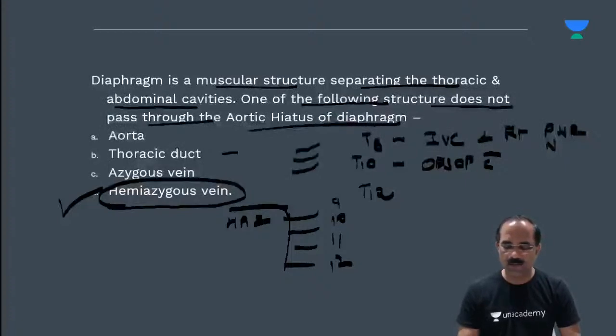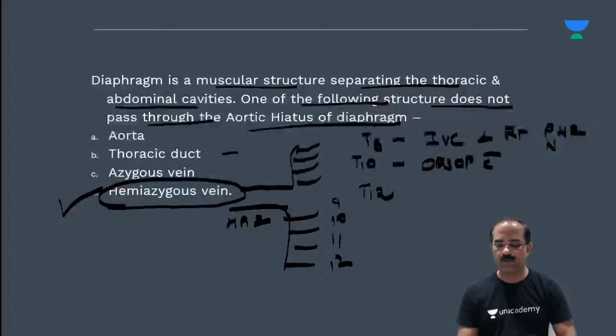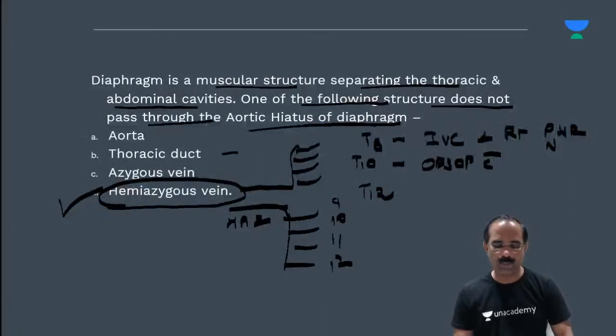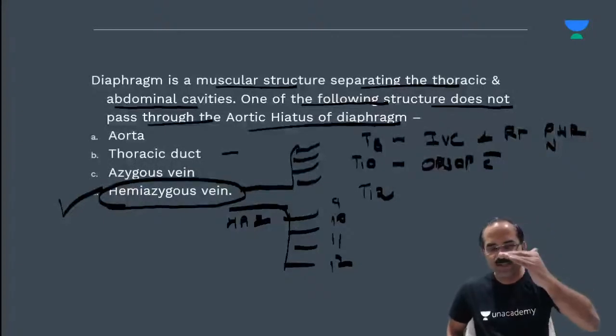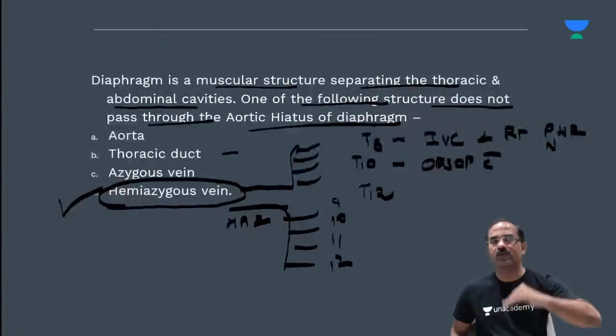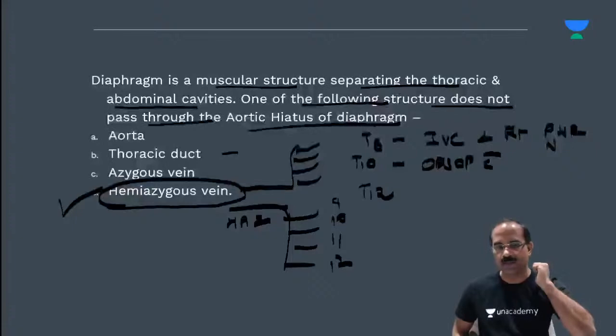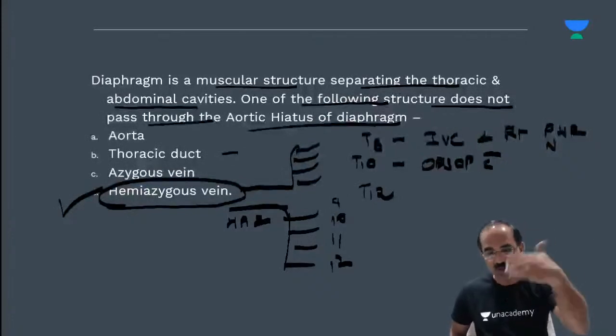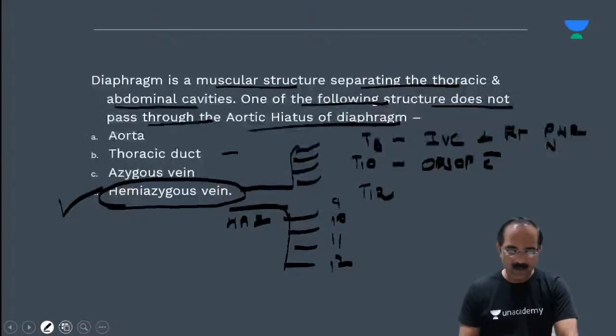And 5, 6, 7, 8 join to form what? The accessory hemiazygous vein. Okay, fine. So 5, 6, 7, 8 left posterior intercostal veins join to form the accessory hemiazygous vein. 9, 10, 11, 12 join to form the hemiazygous vein. And tell me, the accessory hemiazygous and hemiazygous drain into what?